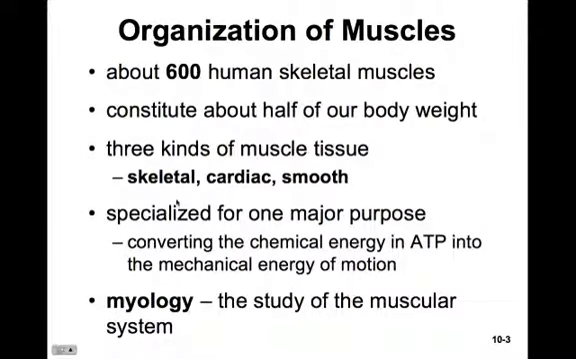There are about 600 human skeletal muscles, as opposed to the 206 bones, so we've got a lot to go on. The good news is we're not learning many features on the muscles. The muscles constitute about half of our body weight. They're specialized for one major purpose. That is, converting the chemical energy in ATP to the actual mechanical energy of motion.